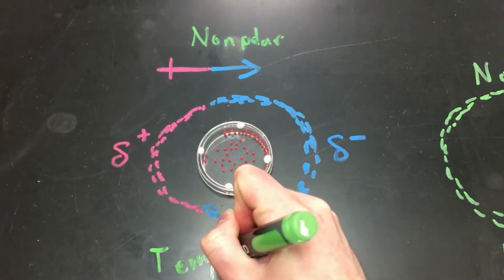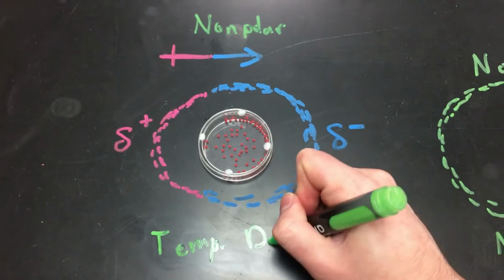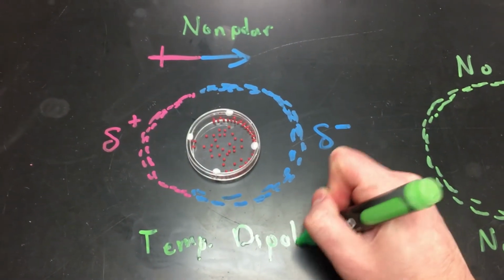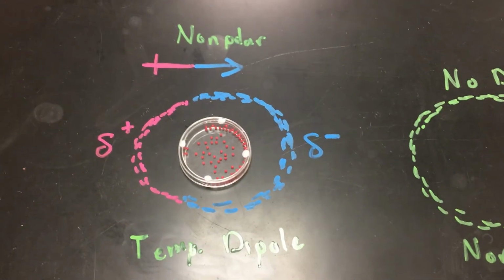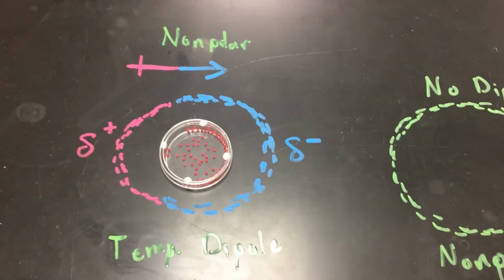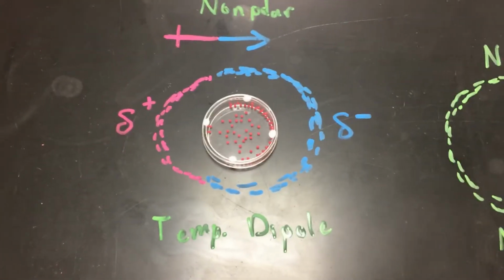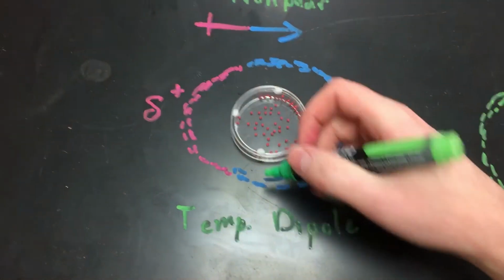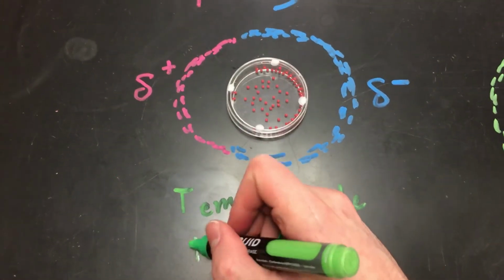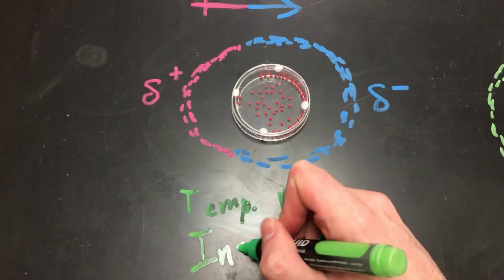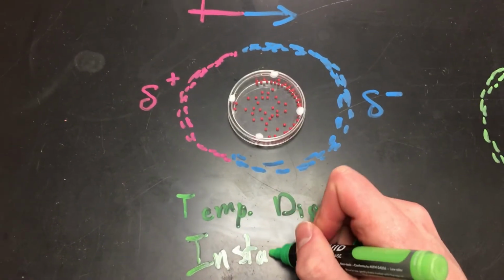Temporary dipole. Okay. Now, since this is a temporary dipole that happens in an instant just by chance, you could call this an instantaneous dipole also, which is where we get the first part of this word, instantaneous.